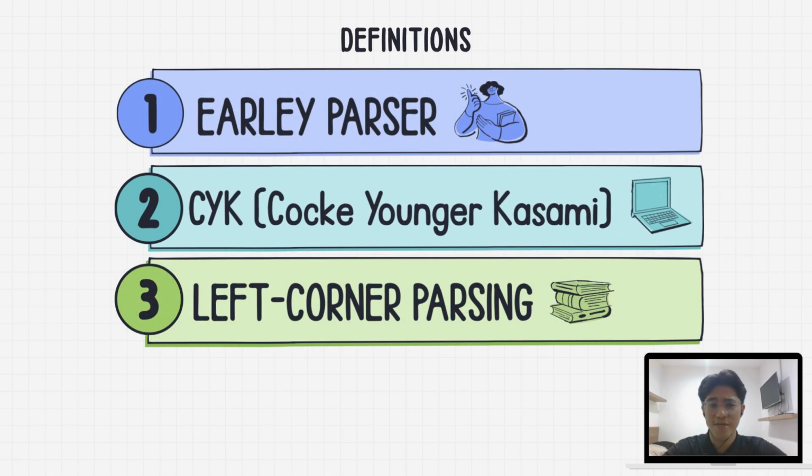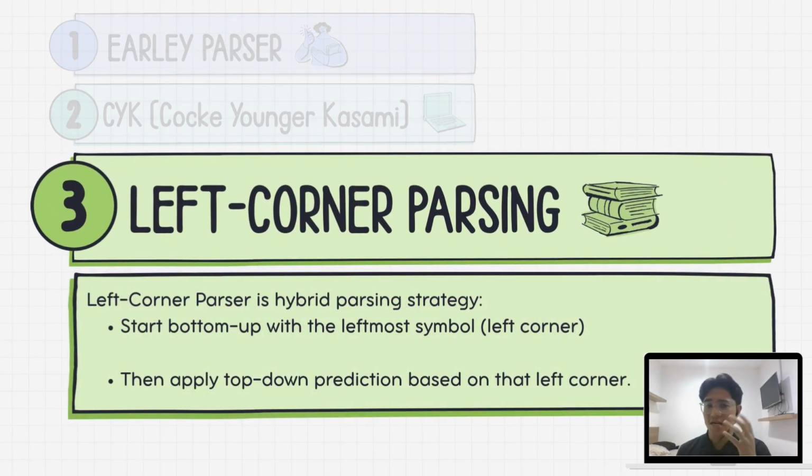Left corner parsing. What is left corner parsing? Left corner parser is a hybrid parsing strategy, a combination of two different strategies, which are the bottom-up and the top-down. It starts with the bottom-up with the leftmost symbol, which is the left corner, and then applies the top-down prediction on the left corner to predict the rest of the structure.